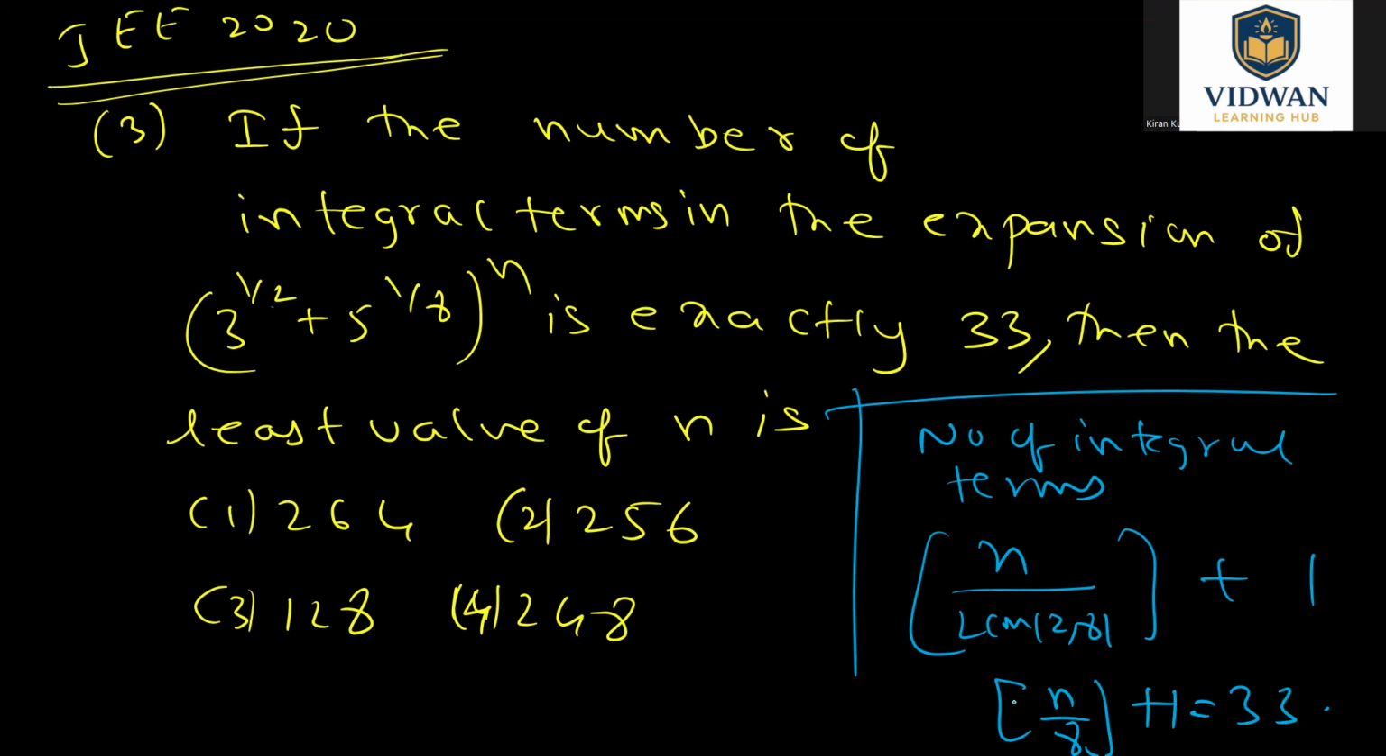When I take 256, 256 by 8 is 32. 32 plus 1 is 33. It will hold for this option. So let me check the answer given. They have given the second. Yeah. So you can use the shortcut directly. For the number of integral terms, the formula is the index divided by the LCM of the denominators of the fractions, floor of that plus 1. That is given as 33. So floor of n by 8 plus 1 is 33. This will hold when n is 256.